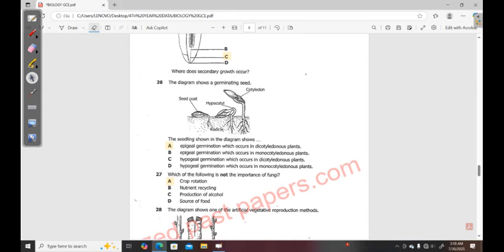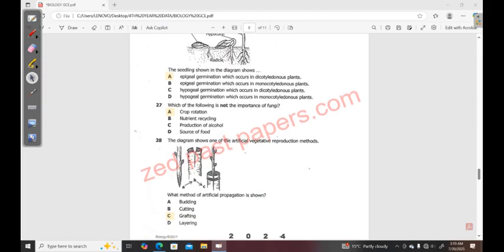Okay, 26. The diagram shows a germinating seed. The seedling shown in the diagram shows. So you can see here, this seed germinates out of the soil surface. So it's epigeal germination, which occurs in a dicotyledonous type of plant. Okay, that's why I went for the answer A.